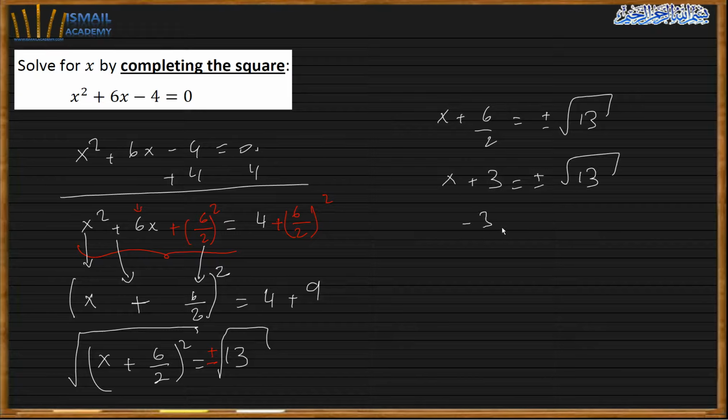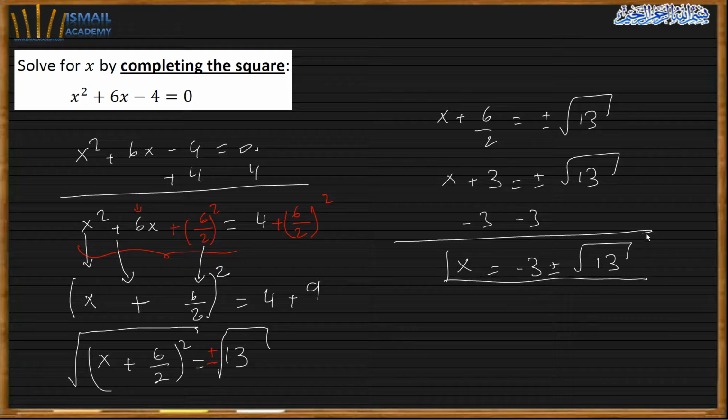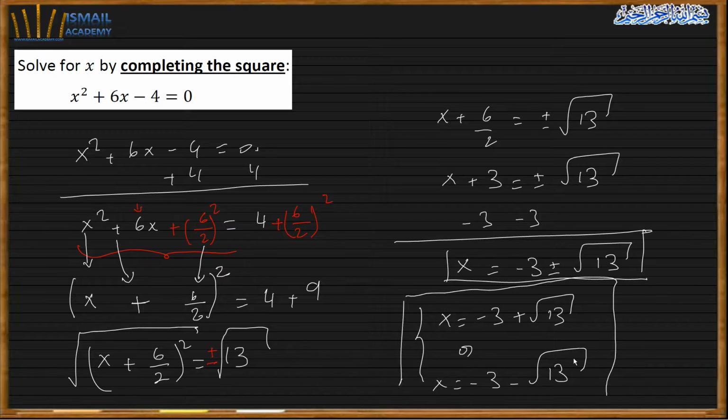Then you subtract 3 from both sides, and you're done. So I get x equals minus 3 plus or minus square root of 13. This is a solution. If they want two solutions, it's going to be x equals minus 3 plus square root of 13, or x equals minus 3 minus square root of 13. So it depends what they want. Always ask. If they can accept this, then it's good. If they want each solution by itself, then you have to split it up. So this is how to deal with completing the square. Always take the middle number, divide it by 2, square it, and add it to both sides, whatever it is.